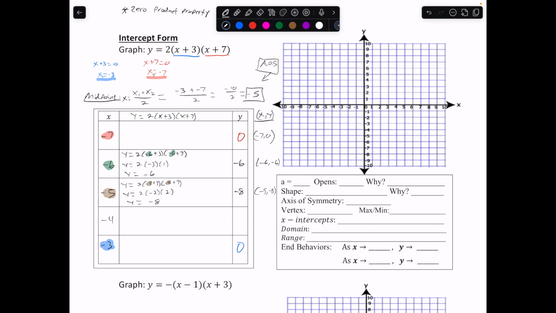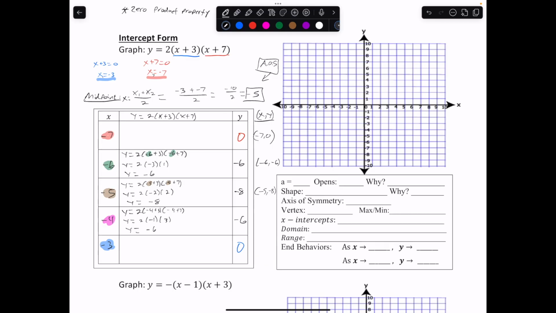Remember, just like in standard form, our pattern should hold. These two should be the same, so the next value should be -6. But we should still double check. So we're going to plug in -4. So y is equal to 2 times -4 plus 3 times -4 plus 7. Y is equal to 2 times -1 times 3. Y is equal to -6.